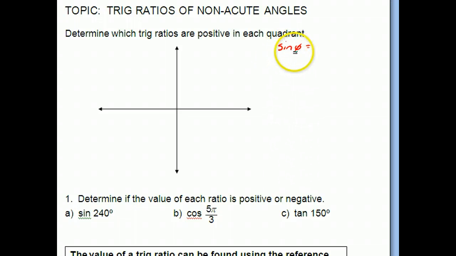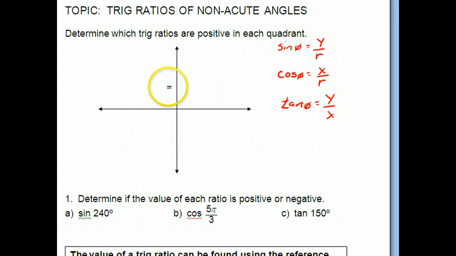So sine theta we know is y over r. Cos theta is equal to x over r. And tan theta is equal to y over x. Okay? And so really the only difference between doing trig ratios in the first quadrant and the ones that are non-acute is which quadrant they set us in.